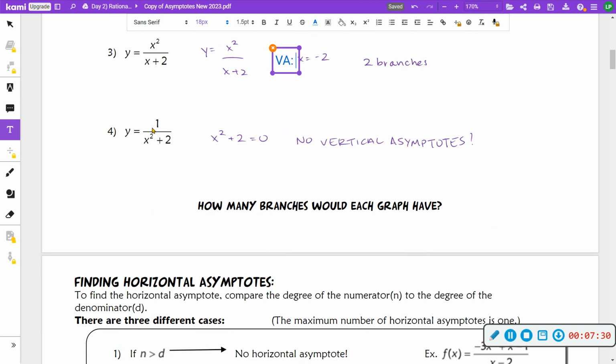Here, nothing cancels. So when is x squared plus 2 equal to 0? There's no way to ever get that equal to 0 in the real number system, because when you take a number and you square it, it's always positive. You add 2, it's still positive. So this one is an example of no vertical asymptote.